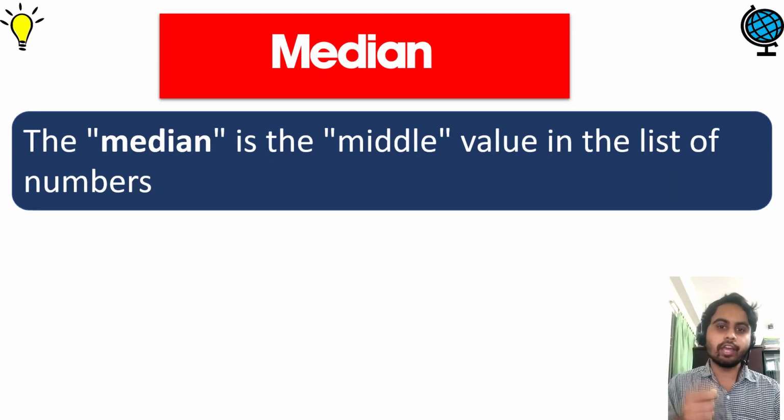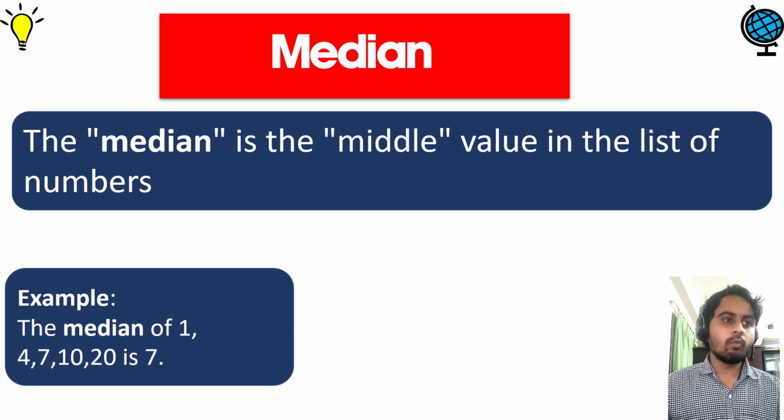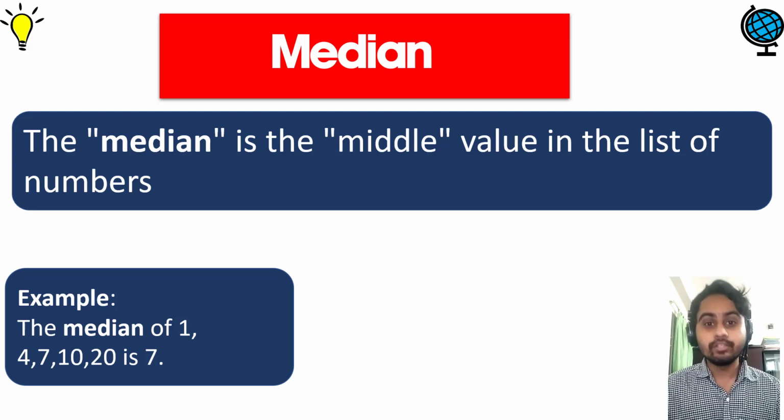Median is just exactly the middle value of the list of numbers when we order the values. Let's say you have 1, 4, 7, 10, 20. As you can see here, we have an order from lowest to maximum. And which one is the middle? As you can see, 7 is in the middle. Before 7, you have 2 values. After 7, you have 2 values. So the median is 7.